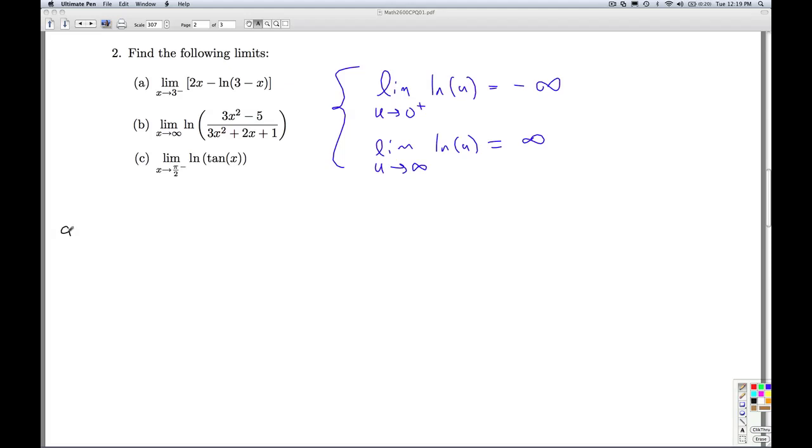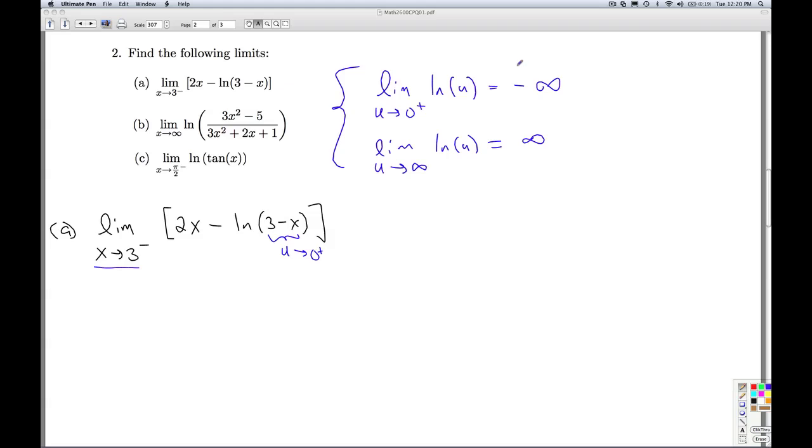Part A, we're asked to find the limit as x goes to 3 from the left of 2x minus the natural log of 3 minus x. So if I look at what's happening inside that log, I can think of that 3 minus x as being what's inside the log. That's like the u. And as x goes to 3 from the left, I'm thinking mentally of plugging in values like 2.9, 2.99, 2.999. 3 minus something a little bit less than 3 is something that's very small and positive. So the inside of that log is going to 0 from the right-hand side.